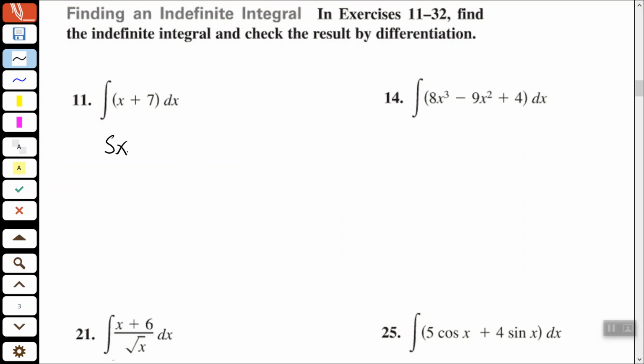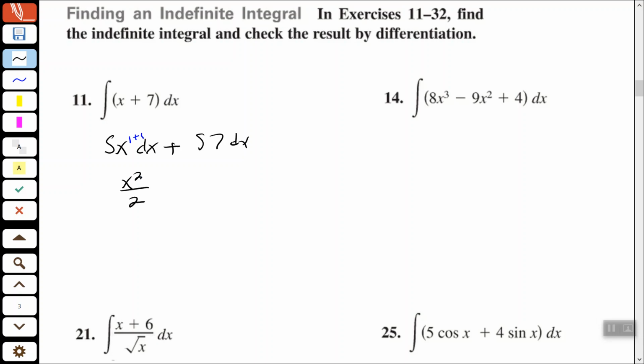And you can look at these separately. And this is not an S, it's the integral symbol, sorry. It's 7 dx. Okay, so the integral of x dx, you add 1 to the exponent. We already have 1, so we add 1 more to the exponent. That becomes x squared, and then you divide by that new exponent.